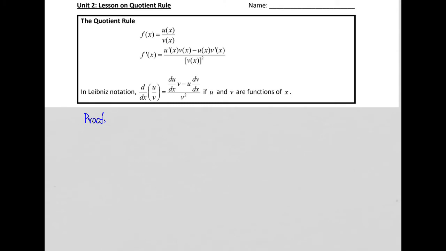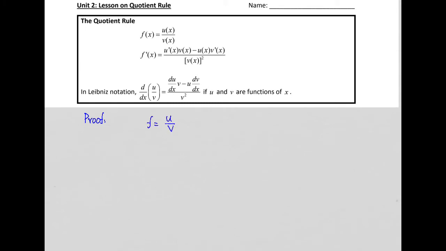In this lesson, we're going to derive the quotient rule. Unlike the other differentiation rules that can be derived from first principles, the quotient rule can be derived directly from the product rule. So let's take a look. Given f(x) equals u(x) over v(x), we can write it as f equals u over v.